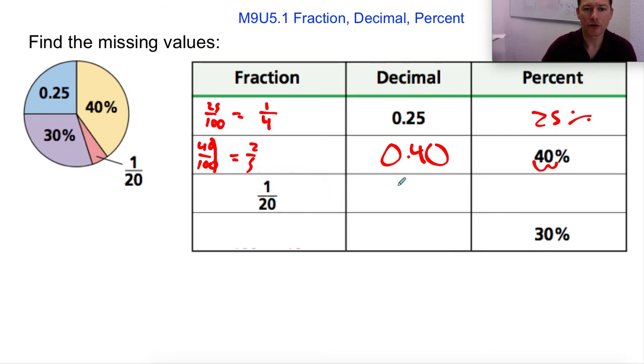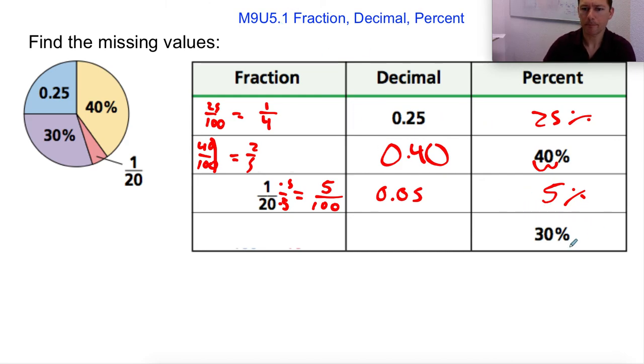1 over 20, if you turn it into a decimal, you could figure that out, but I might turn it to a percent first and then turn it to a decimal. If you multiply top and bottom by 5, you get 20 times 5 is 100, and 1 times 5 is 5. So this is 5%. As a decimal, we just move it 1, 2 spots. So this is 0.05 as a decimal. And there's our conversions.